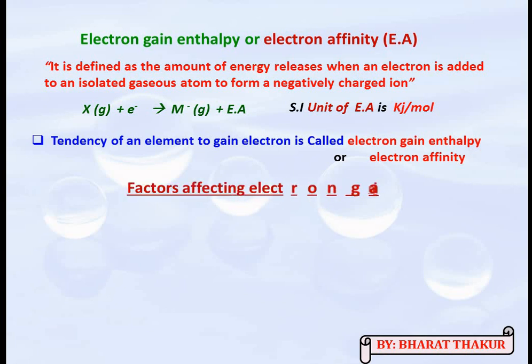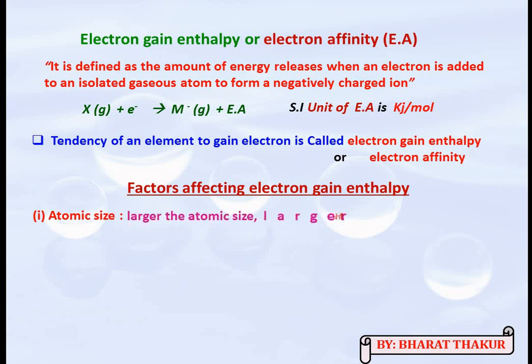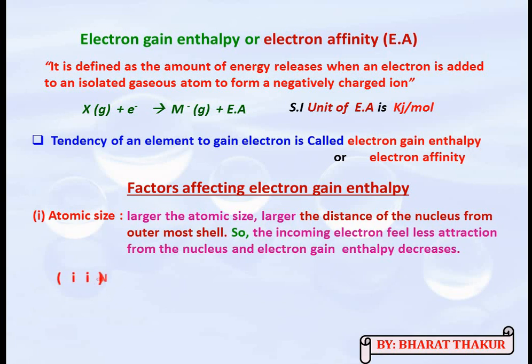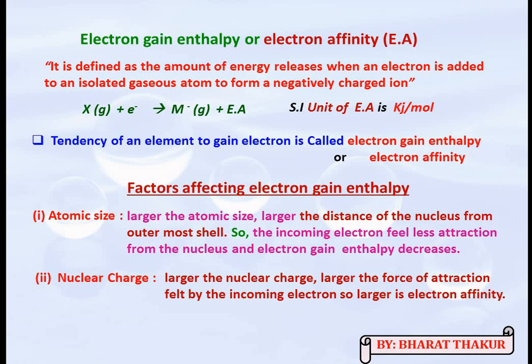Now the factors affecting electron gain enthalpy. Atomic size: larger the atomic size, larger is the distance of the nucleus from the outermost shell. So the incoming electron feels less attraction from the nucleus and the electron gain enthalpy value decreases. The second factor is nuclear charge. Larger the nuclear charge, larger is the force of attraction felt by the incoming electron towards the atom, so larger is the electron affinity.